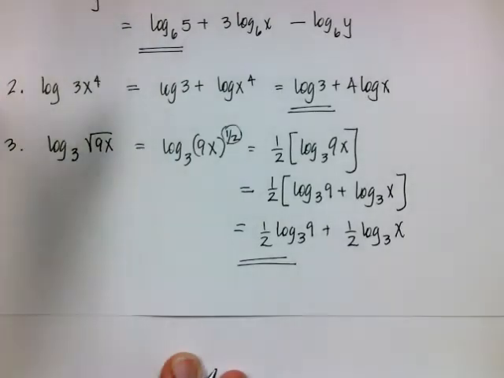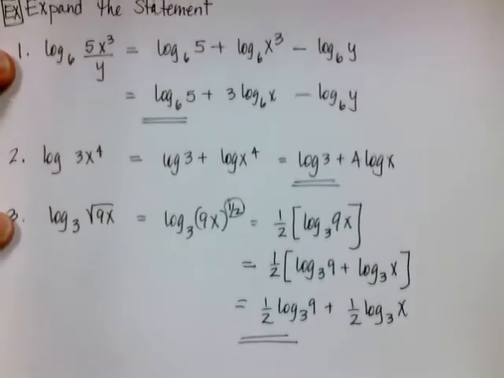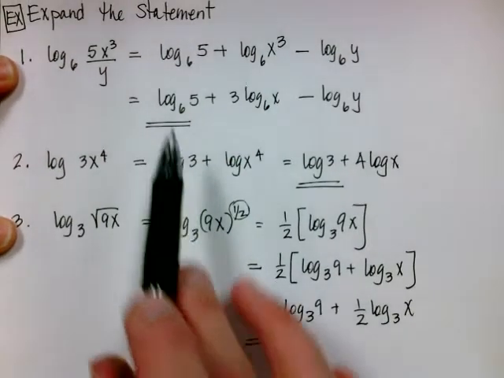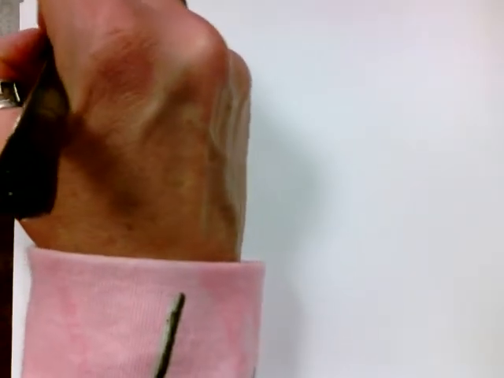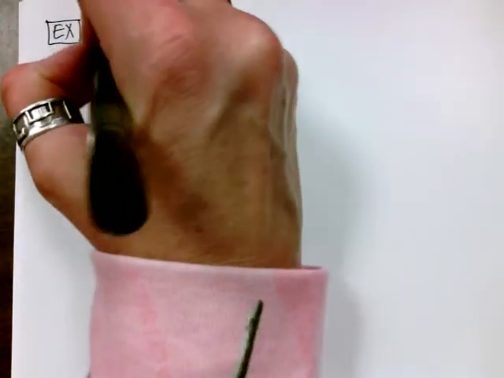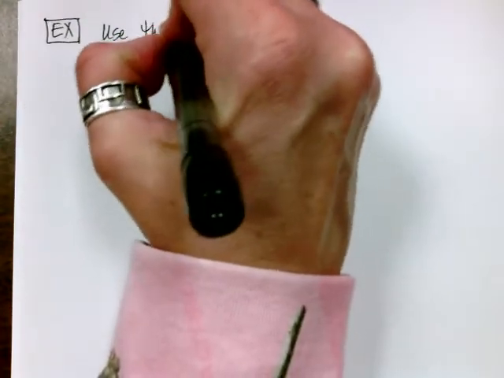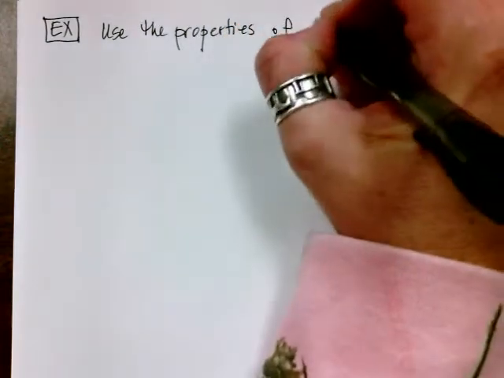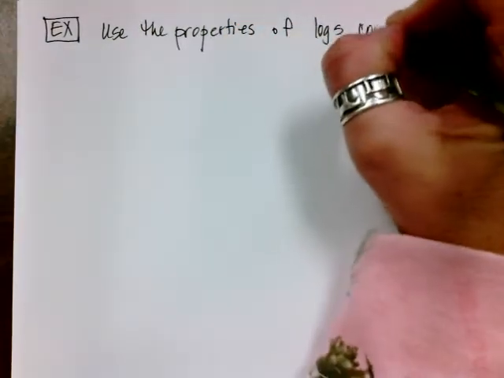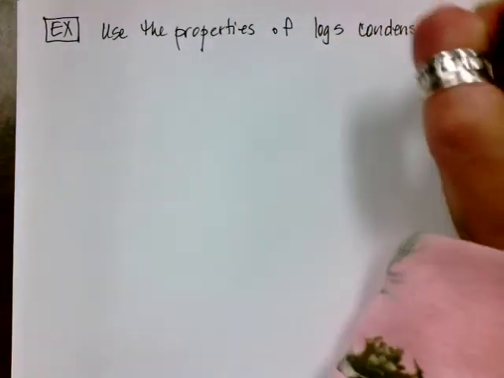All right, so we took a compound statement in these three examples and made it bigger. Now we're going to go the other way. So now we're going to take a big statement and we're going to make it little. All right, so these are called condensing. Okay, so it's going to say use the properties of logs to condense a statement.